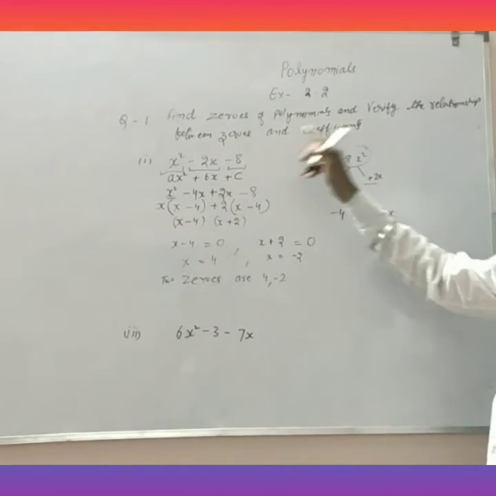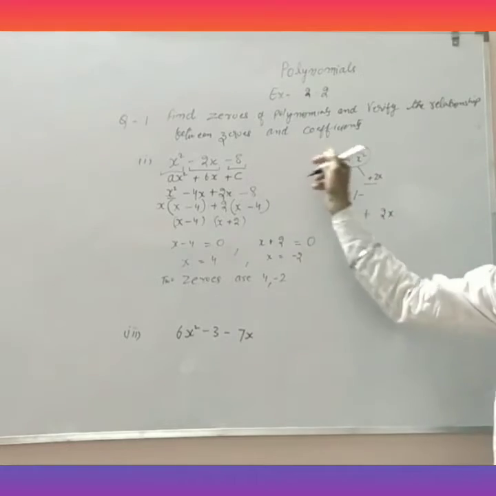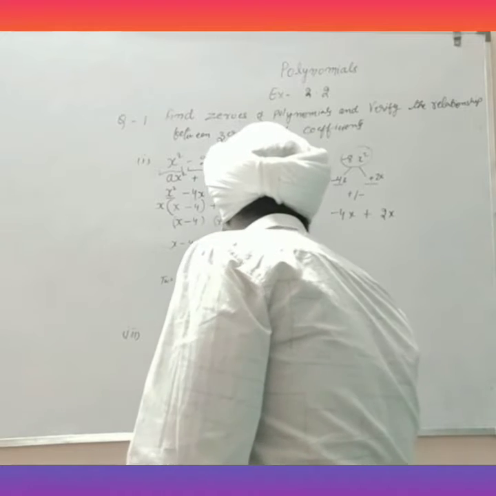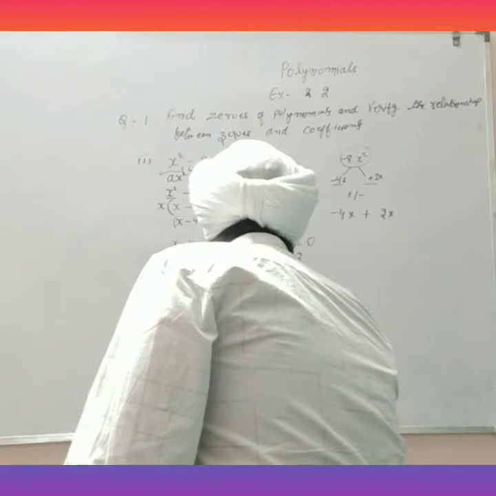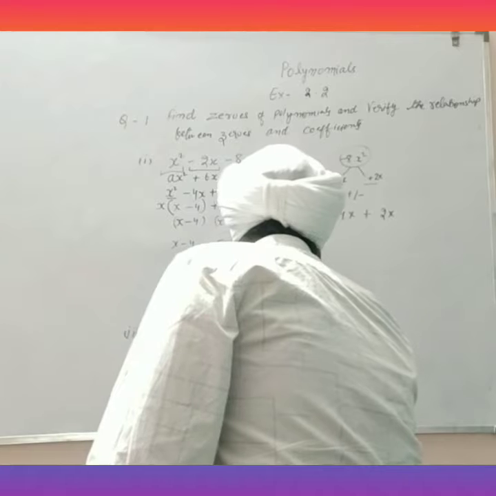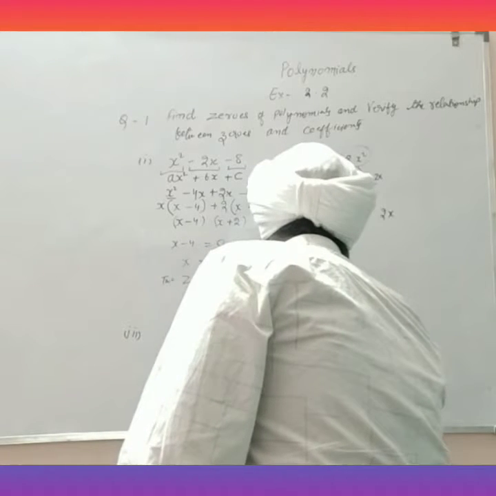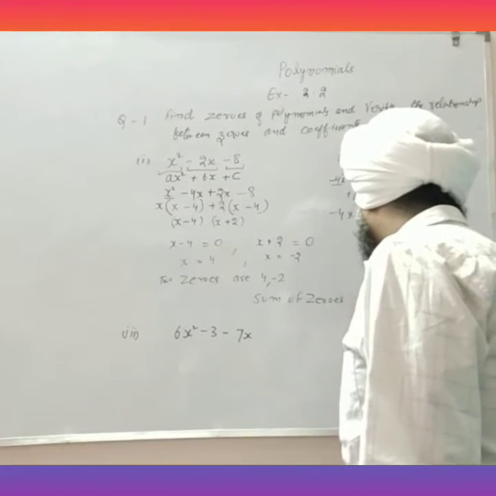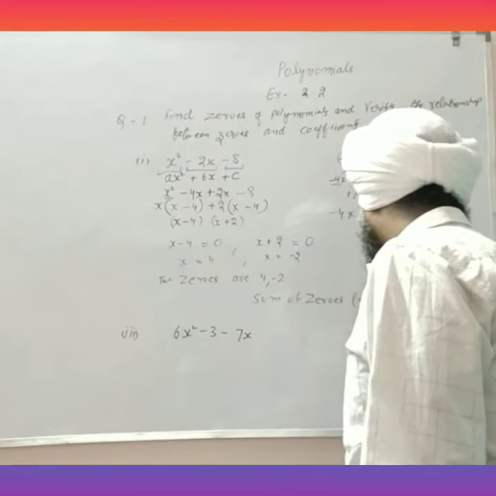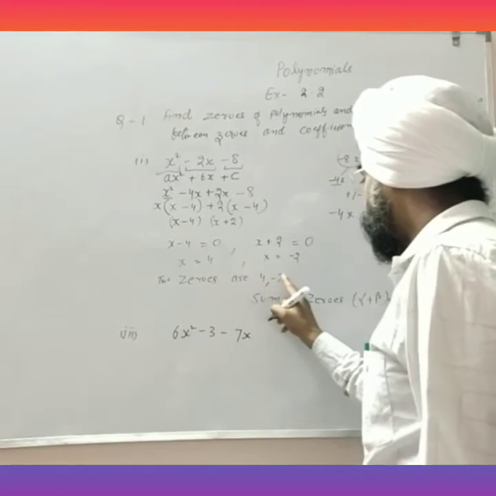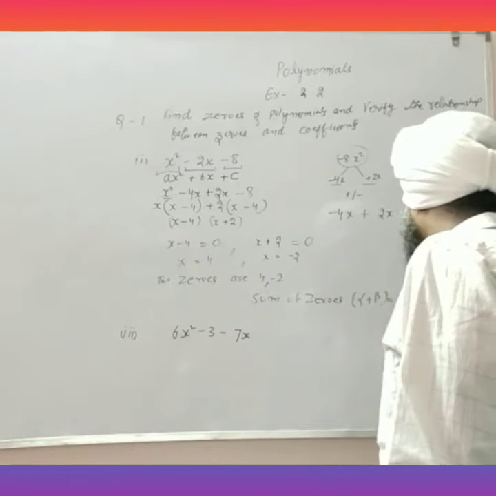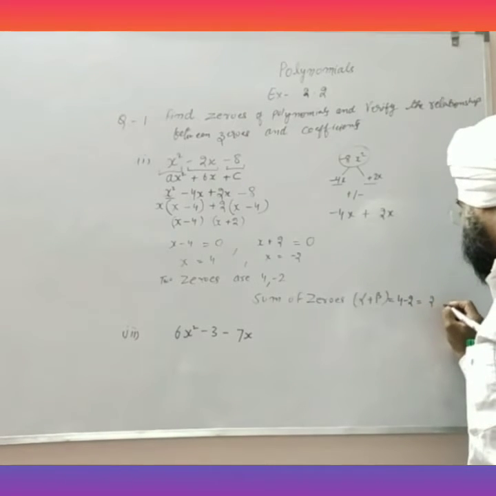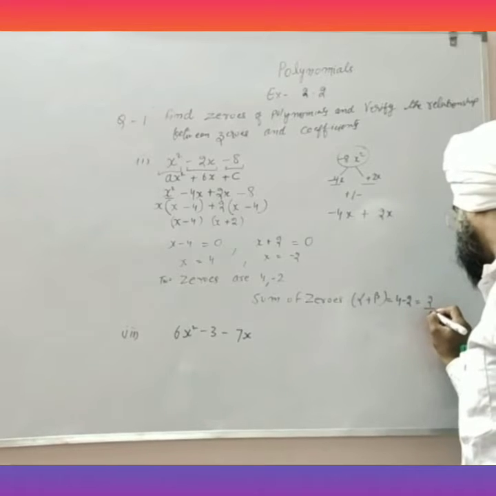Now the second part is the relationship. Verify the relationship between zeros and coefficients. Then I will write here the sum of the zeros. The sum of the zeros is alpha plus beta, 4 and minus 2, it is the sum, and it comes to 2. That will be equal to, we can write it as 2 upon 1.